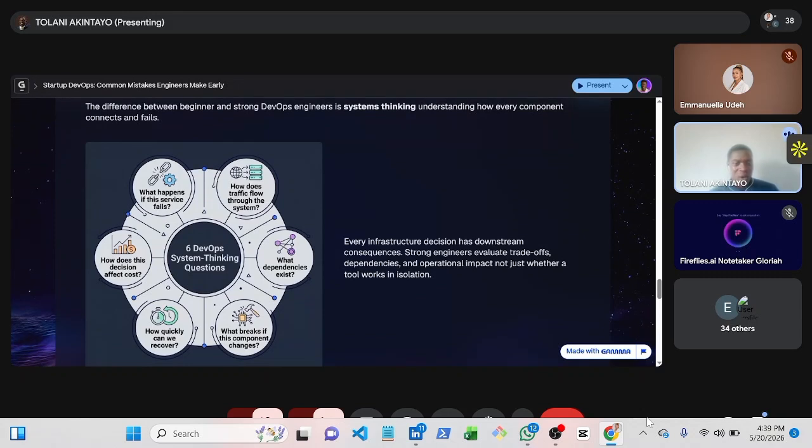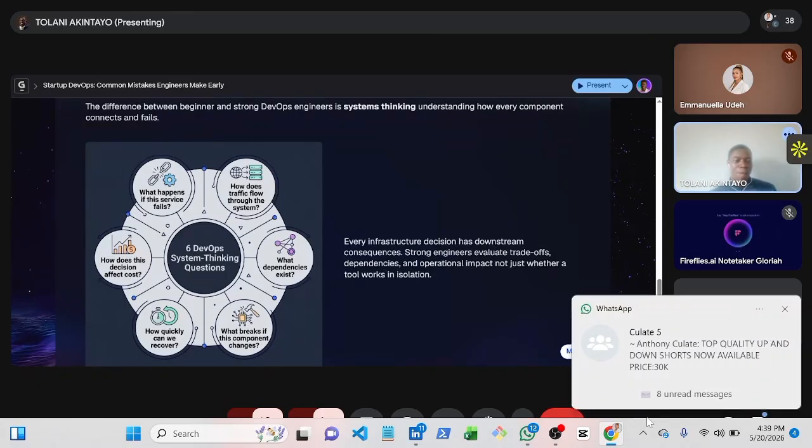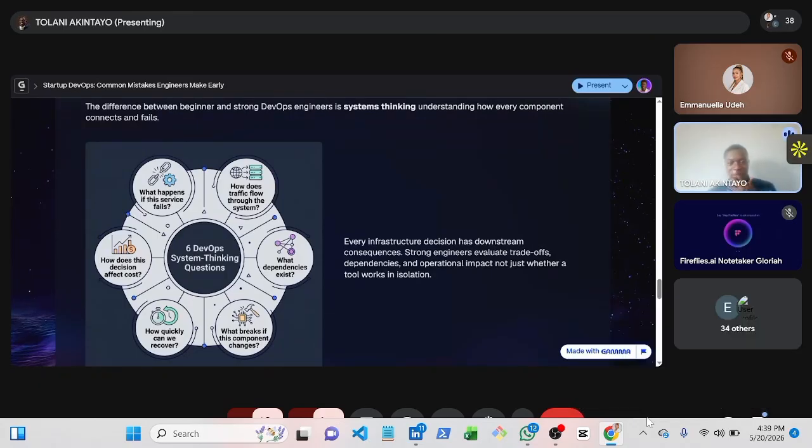And the last one is what breaks if this component changes. Very important. So I would have loved to put up an architecture here, right? Let me see if I have one. Probably towards the end, right? But the idea is what exactly breaks if this component changes. So let's say you don't have your load balancer, what changes? Traffic is not being routed to where the application is deployed. That's an issue. So how do you work around that?